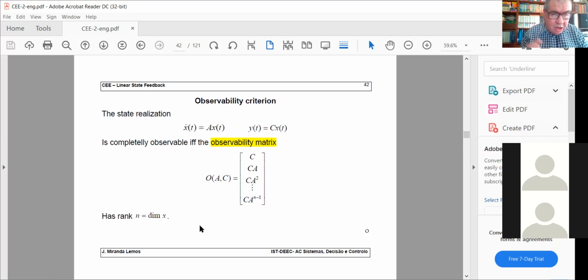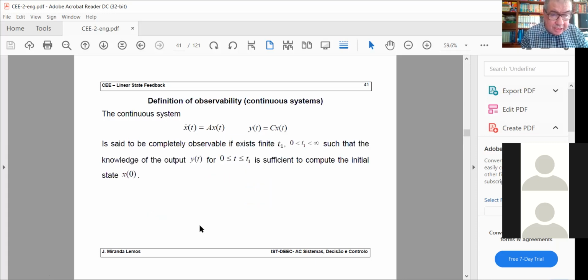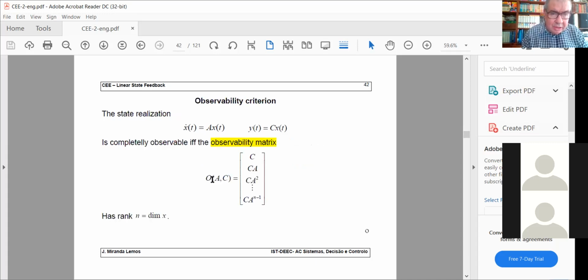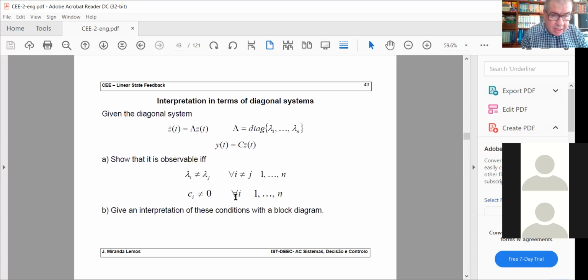As in the controllability case, one thing is the definition: you observe the output for a finite period of time, and you are able to compute the initial state. The other thing is the criterion that needs a proof. I'm not going to present a proof. In discrete time, if you have curiosity, the proof of this criterion is in my book, but it's not part of the program.